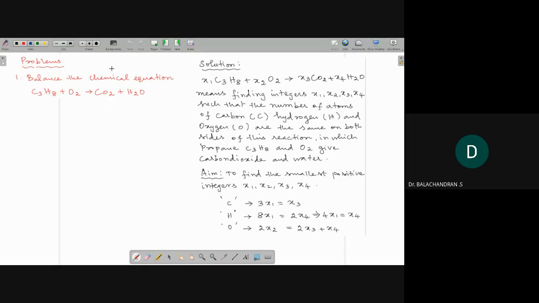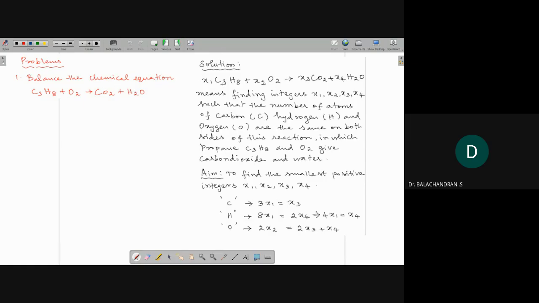So next, please write the problem. The first problem: balance the chemical equation C3H8 plus O2 gives CO2 plus H2O. Maybe you studied these equations in the +1 or +2 level, balancing a chemical equation. So here we are going to use the idea of matrices.